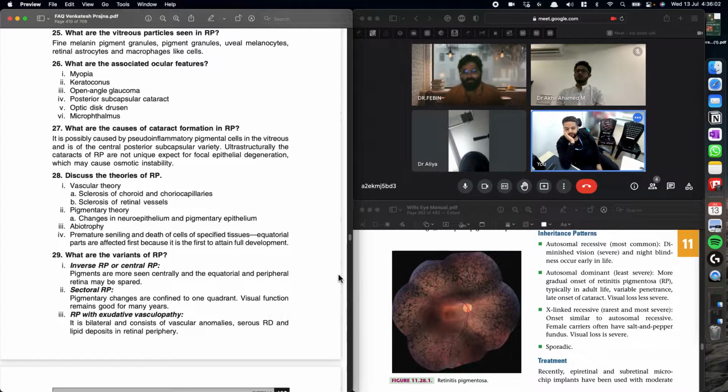Third vignette. Imagine the father is a carrier and the mother is a carrier. What are the chances of the daughter either getting affected or being a carrier? Alia? Affected will be 25%, sir.